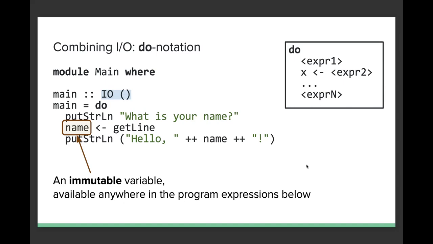Importantly, the last expression that you have cannot be a backwards arrow expression, because, well, you will not be able to use this variable anywhere, right? And the result of the whole do block is the result of the last expression. Okay, so whatever the last program in the block returns will be returned by the entire block.